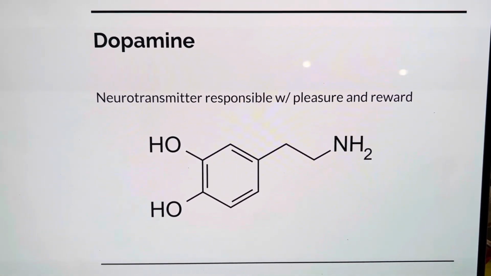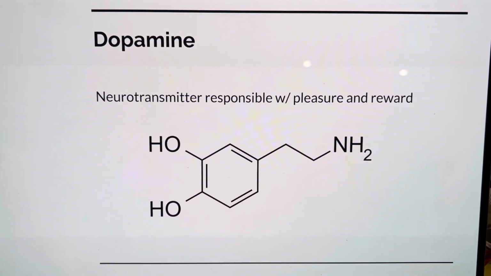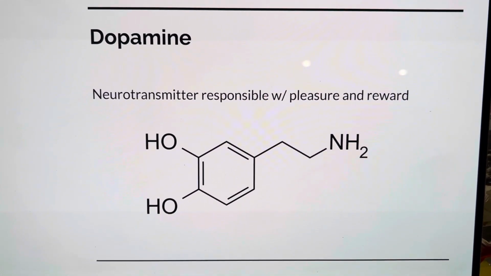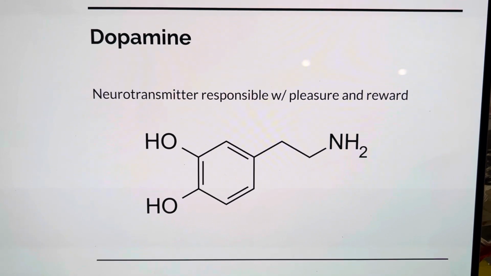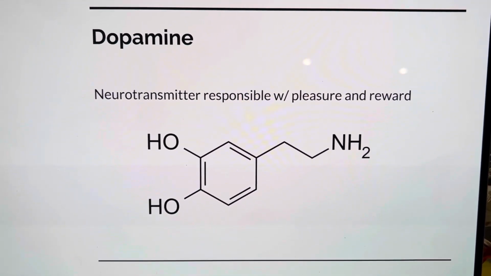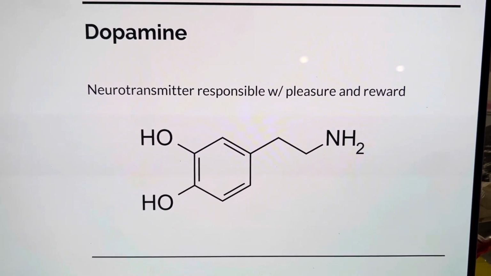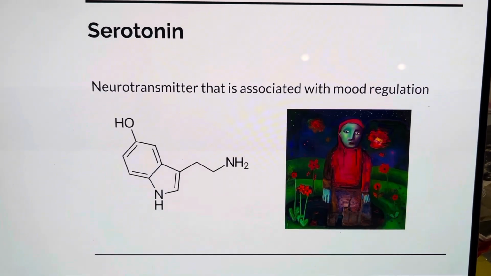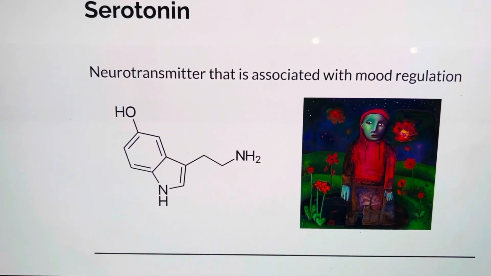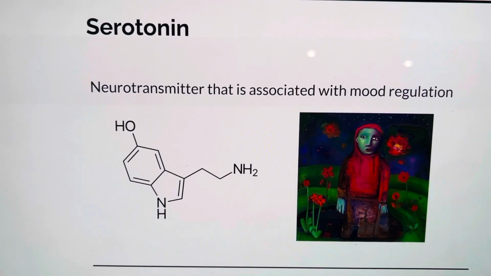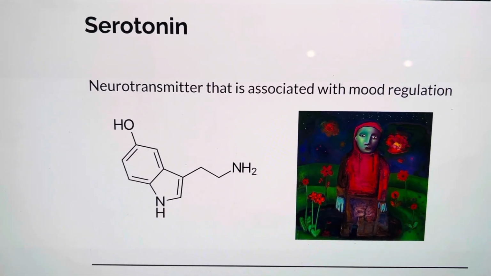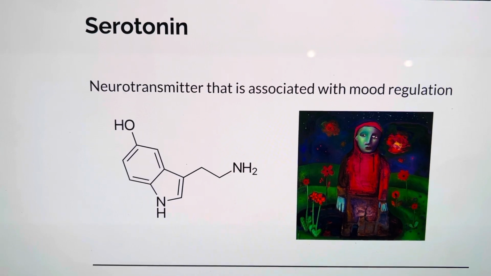Then we have dopamine, the neurotransmitter responsible for pleasure and reward. Again, that is the chemical compound for dopamine. You can see how it compares to serotonin, even though it uses similar molecules as well.